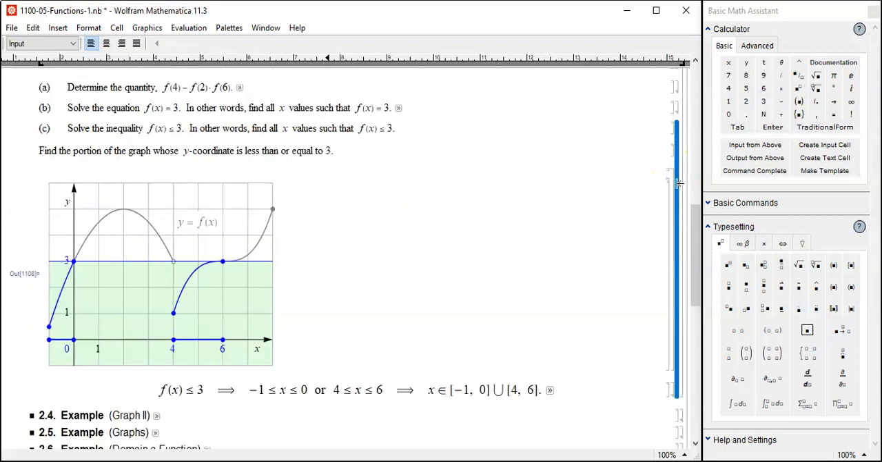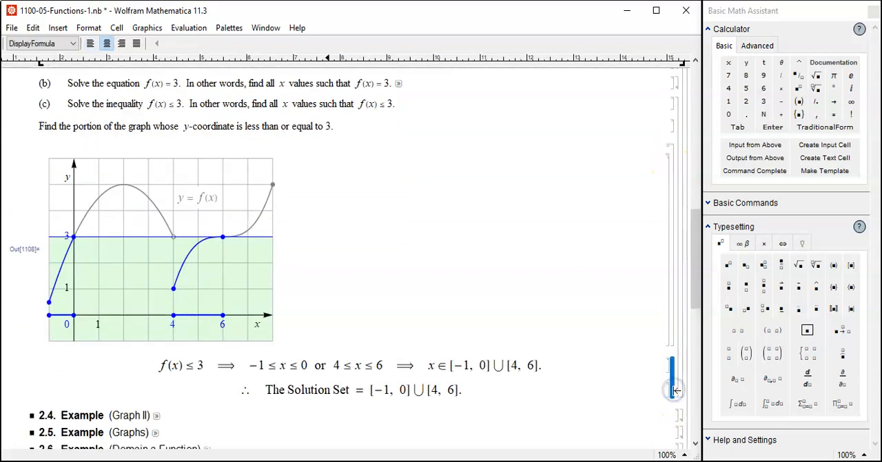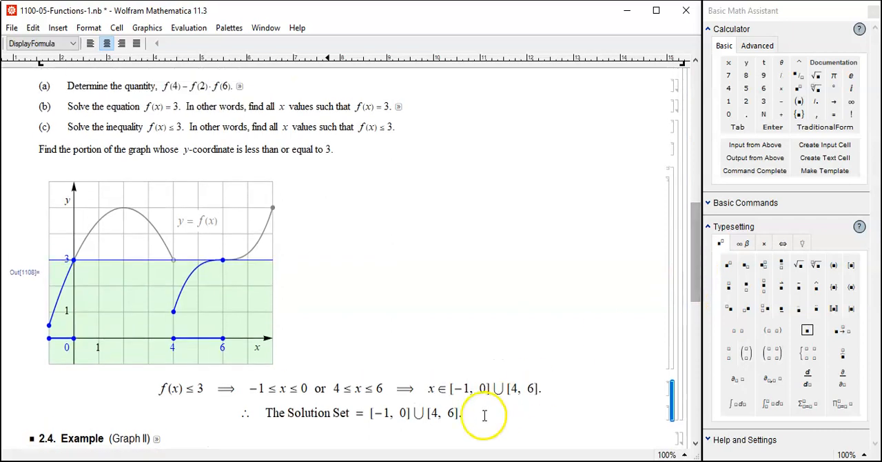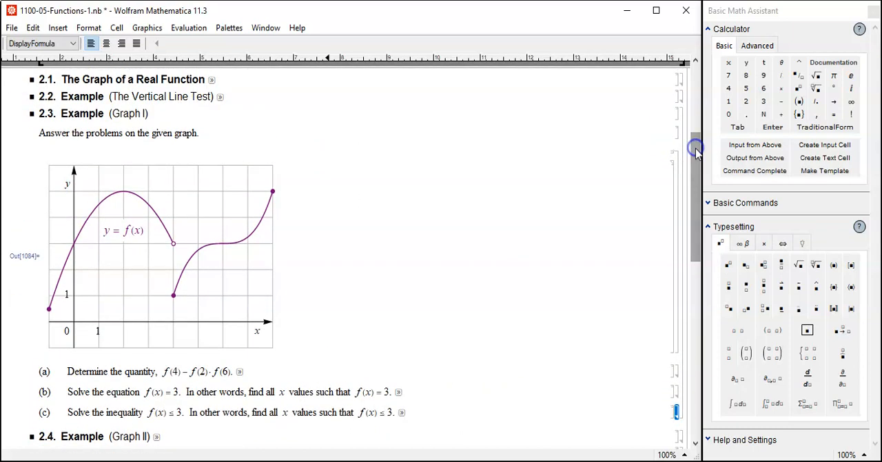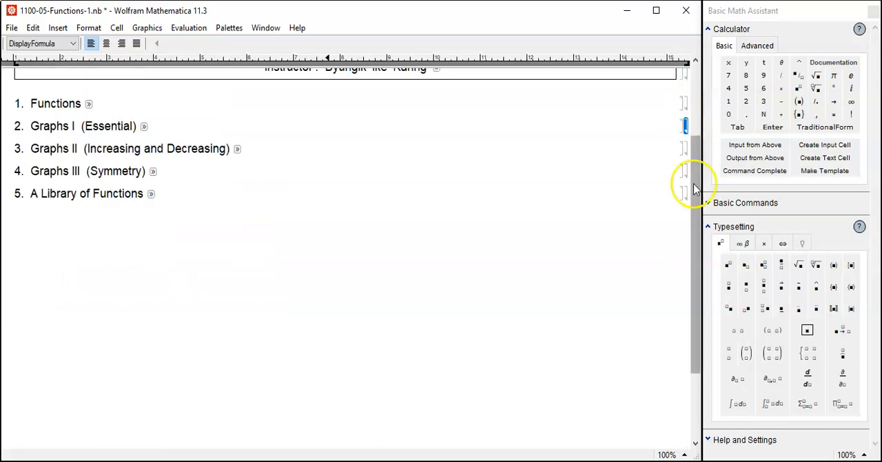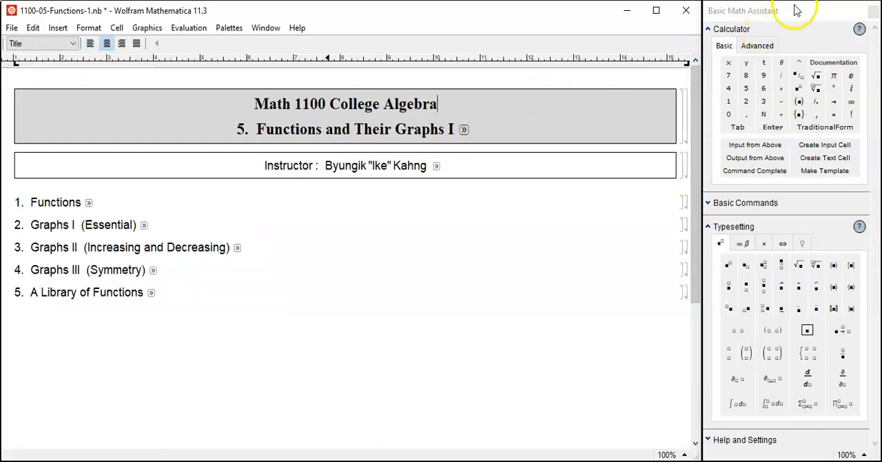Here's the answer. -1 to 0 or 4 to 6. So we have this solution set. Okay, the final problem was a little bit hard, but otherwise they're all essential problems and everybody should be comfortable with those.